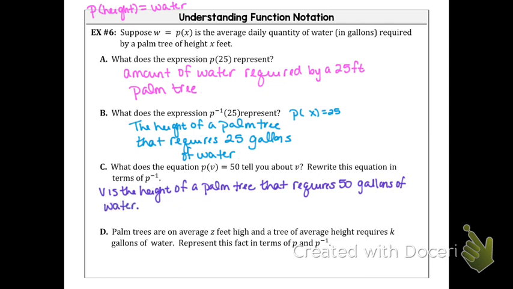And then I want you to write the inverse of P. So the inverse of P equals, remember, just switch your input and your output. So, sorry, not equals. Well, there we go. So switch your input and your output. So it's going to be the inverse P of 50 will equal V.